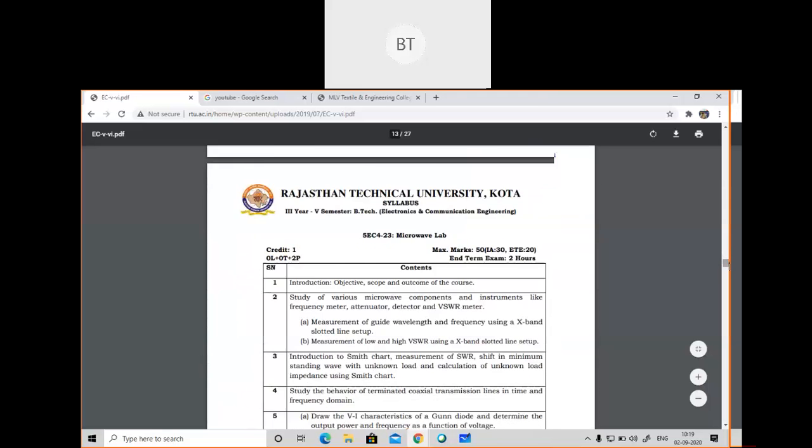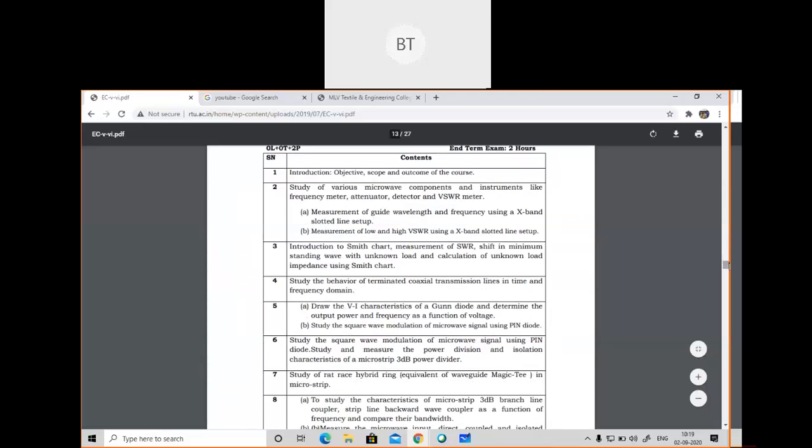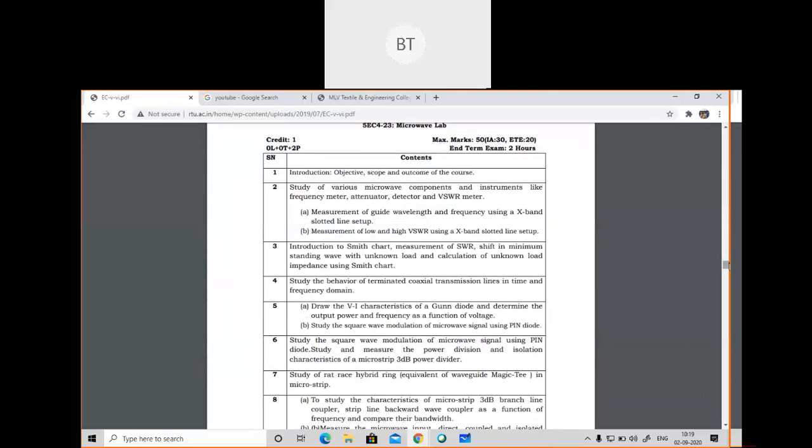So this is the lab. In the microwave lab, the first experiment is introduction, objective, scope. We will discuss all those experiments in the microwave lab class on Friday. Please bring your Smith chart on Friday. As per schedule, we have introduction to Smith chart, measurement of SWR, and shifted minimum standing wave. All those things we need to discuss in the lab also.